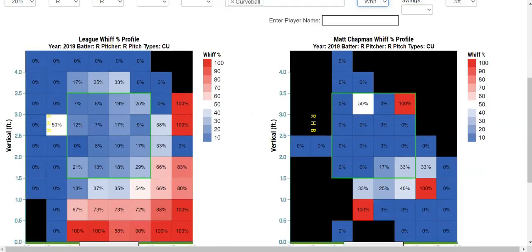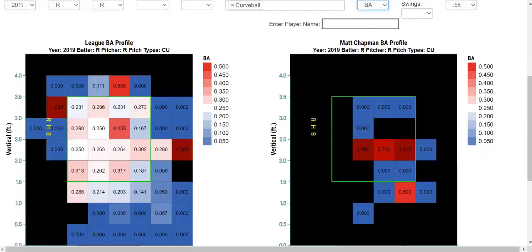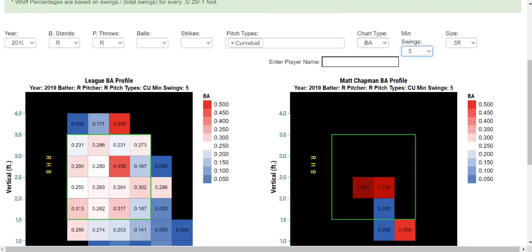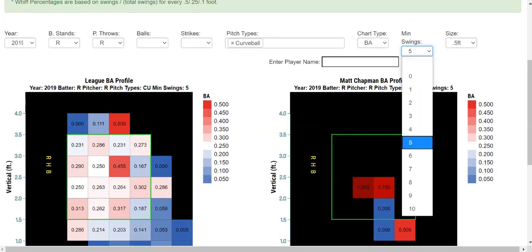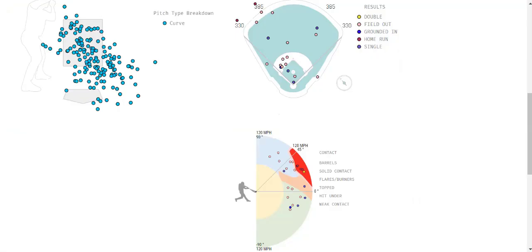So whiff percentage, obviously he's whiffing down here. He doesn't whiff at any curveballs in the middle of the zone, which to me indicates that Matt Chapman is a good curveball hitter, or at least this kind of backs that up a little bit. If we have the sample size, let's see what happens. Yeah, so Matt Chapman is going to be able to hit a hanging curveball and kind of a middle-away fastball. Let's look at this again.